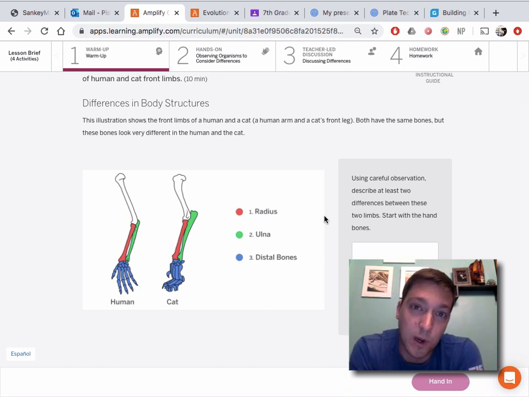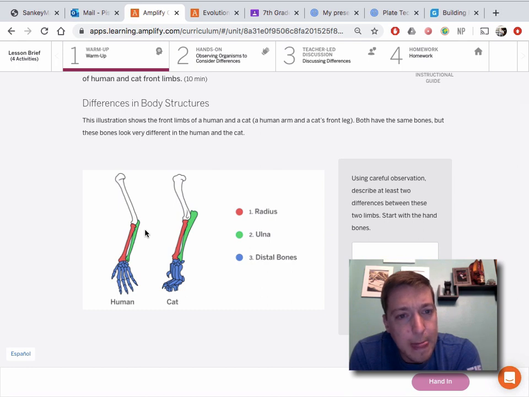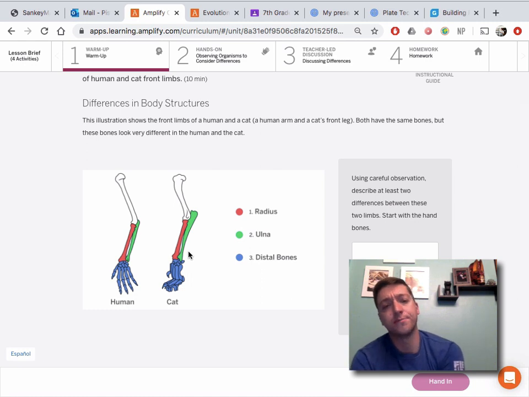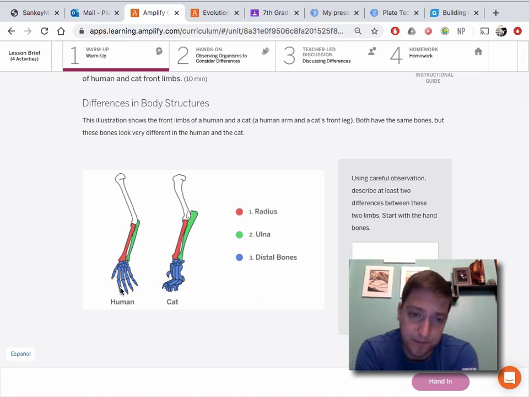Whereas a cat's paw is primarily used for what? That's right, walking, stalking, pouncing, clawing. So you'll see that the humerus bone, the funny bone, is pretty similar. I mean, it's a little different between the human and the cat. The radius and the ulna, both of them have them. They're pretty similar, except the cat's ulna is pretty long. The distal bones are the big difference.